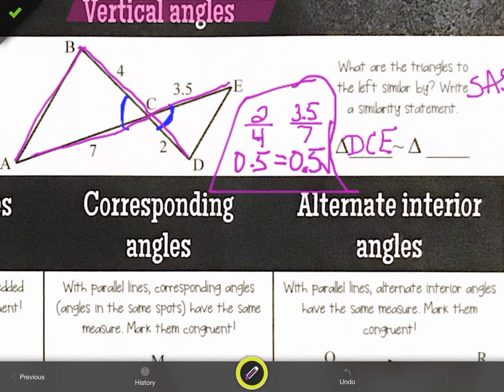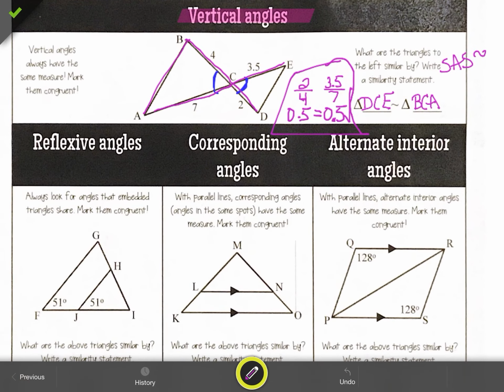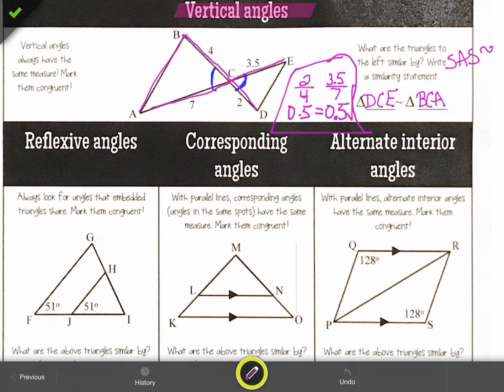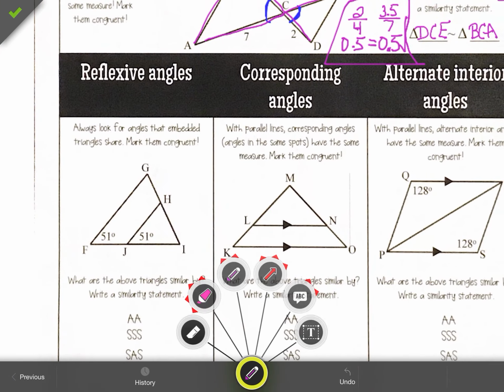So I got to come over here. What's my shorter side or shortest side in the big triangle? Yeah, it would be BC. So BC and then around to A. So triangle DCE is similar to triangle BCA. But again, if you're saying side, angle, side, or side, side, side, you have to show me your proportions.